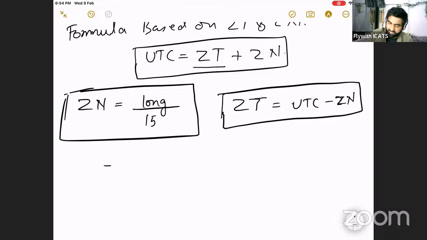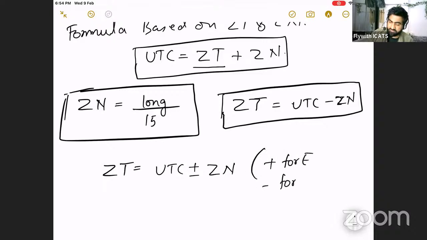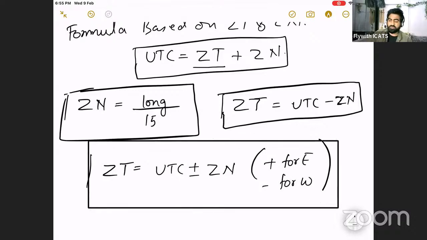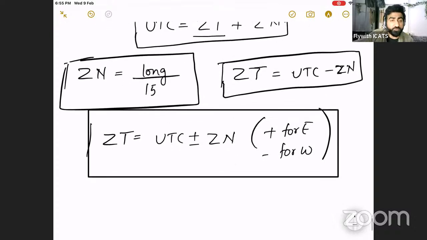One more you can write just to add and keep it easy when you're solving. They are all derivations of the same formula. Zone time is equal to UTC plus minus zone number, similar to the one that we had seen above. Over here you will write plus for east and minus for west. Whenever you're solving, keep an open book. See whichever formula is quicker for you to do.